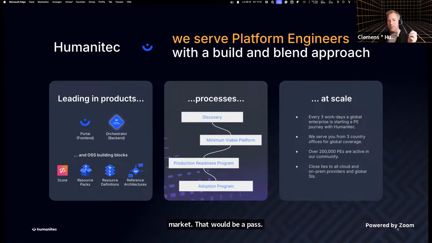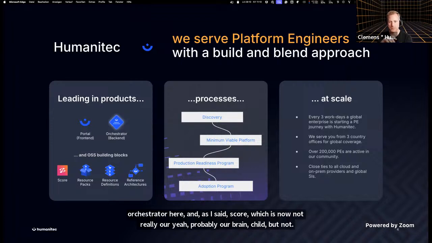So an IDP needs to be built, and we offer components that can be blended into it, most prominently the Platform Orchestrator here. And as I said, SCORE, which is now not really probably our brainchild, but not our possession anymore. It's now in the CNCF sandbox.